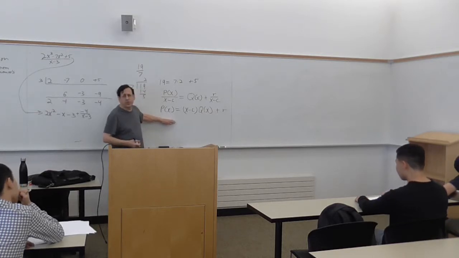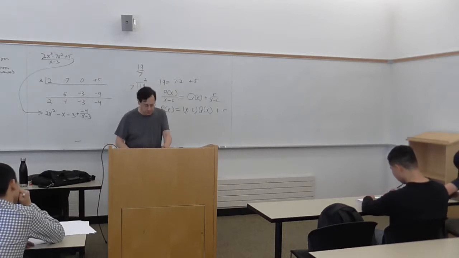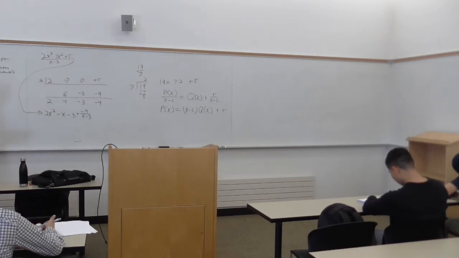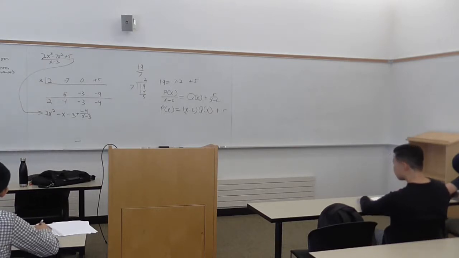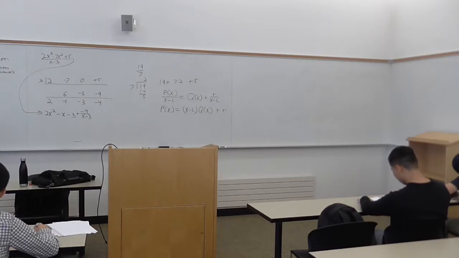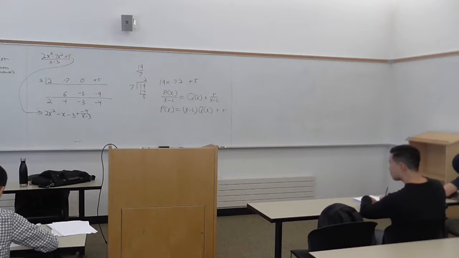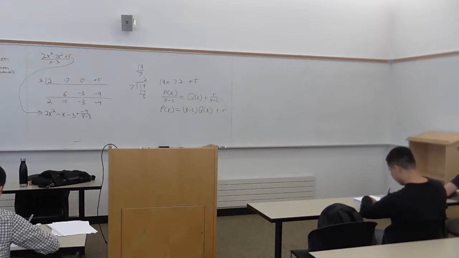This is not the remainder theorem. This is just something we need to show the remainder theorem. So what is the remainder theorem? The remainder theorem of polynomials says if p of x is a polynomial and we divide it by x minus c, then the remainder is going to be equal to p of c.